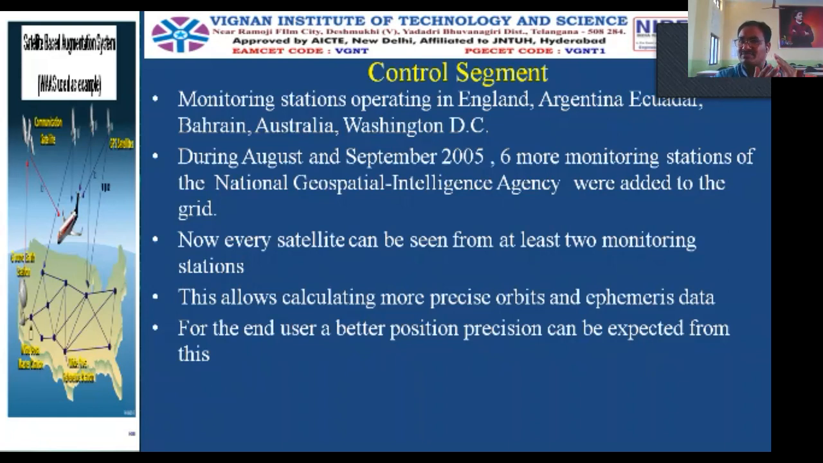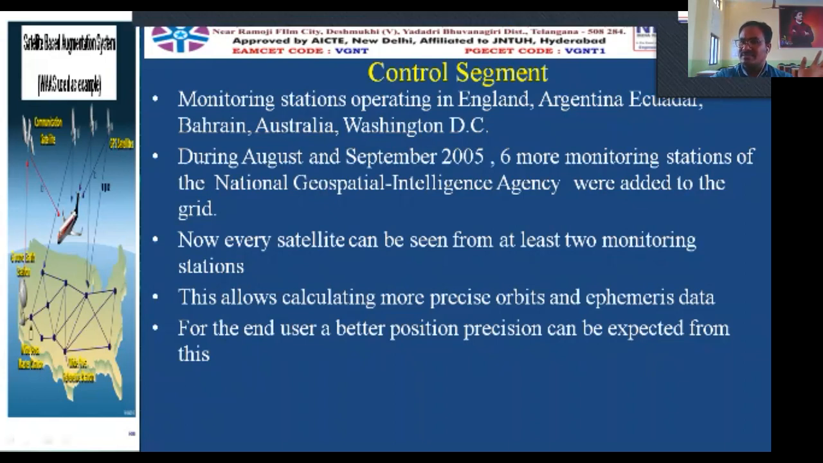So what is the advantage of this? This will allow calculation of more precise orbits and ephemeris data. So what is ephemeris data? Ephemeris data is nothing but the error due to the ionospheric propagation. About this we'll learn in detail in the unit called data errors. So for the end user, a better position precision can be expected from this.